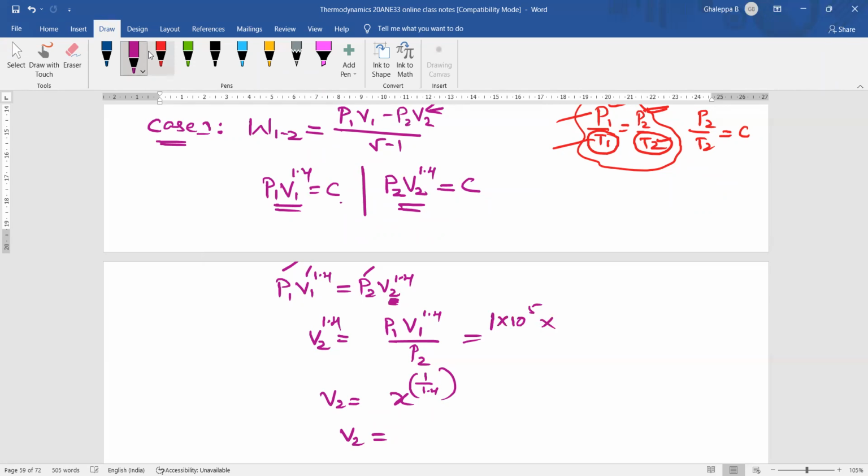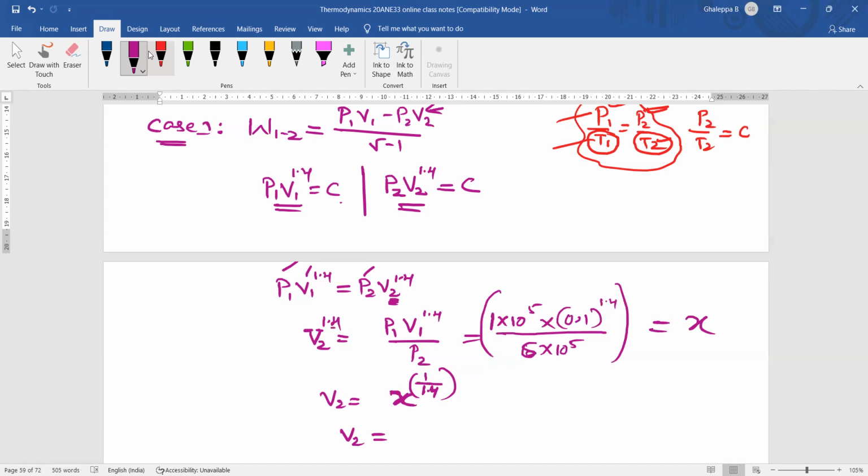V1? 0.1 to the power of 1.4. Very good. P2? 6 into 10 to the power of 5. Okay, so calculate all these values. You will get some X value. Do not forget that on the right hand side there is a power. To cancel this 1.4, I have taken on the right hand side 1 divided by 1.4.